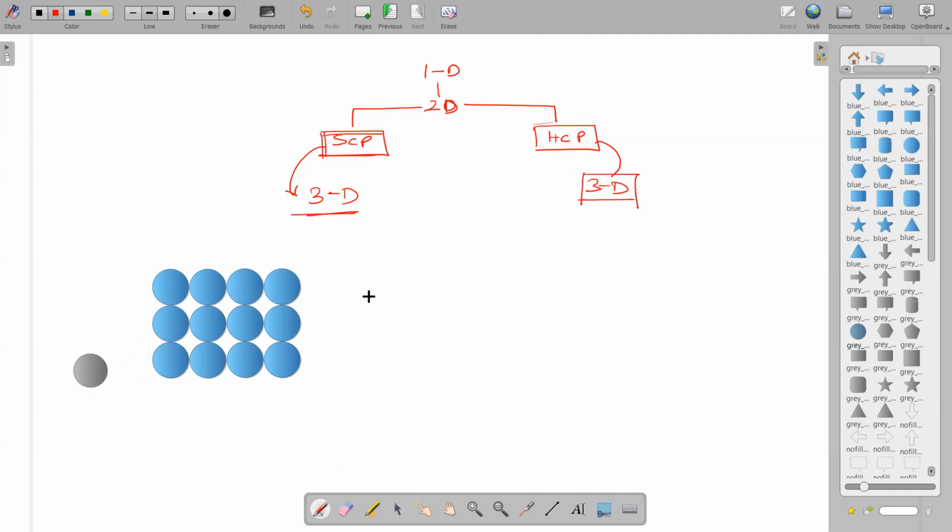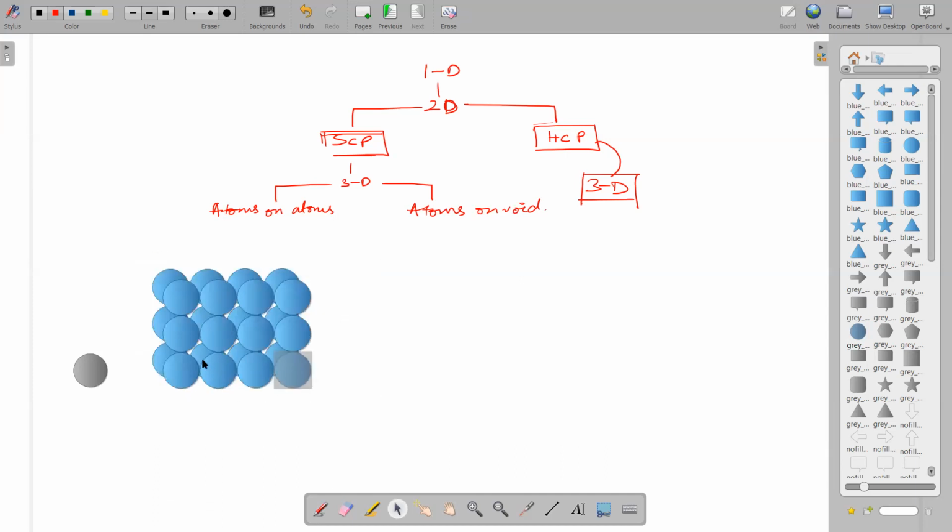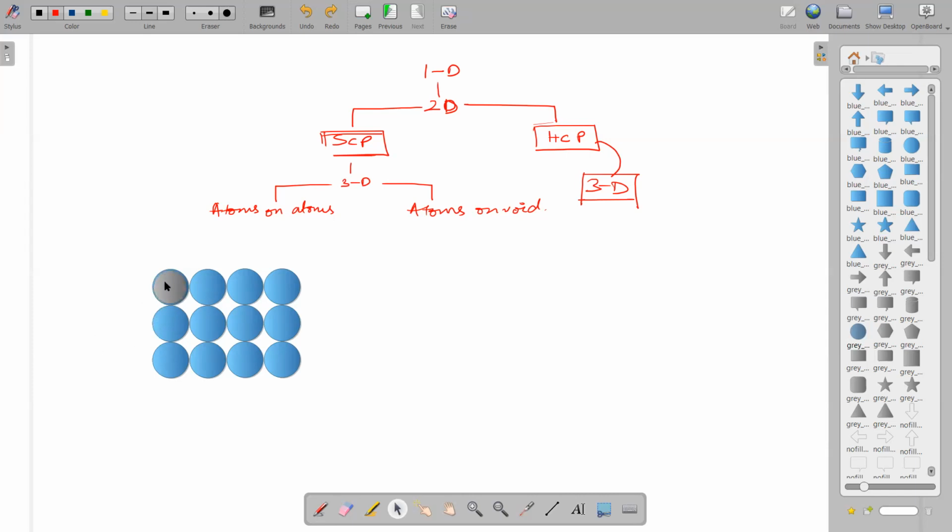Atoms above atoms, we can have two options from square close packing to 3D: we can either have atoms on atoms, or we can have atoms on void. Correct? Atoms on atoms or atoms on void. Oops, I cannot do this here. I guess I have to take from there, okay, wait, no problem. Let us make atoms on atoms first.